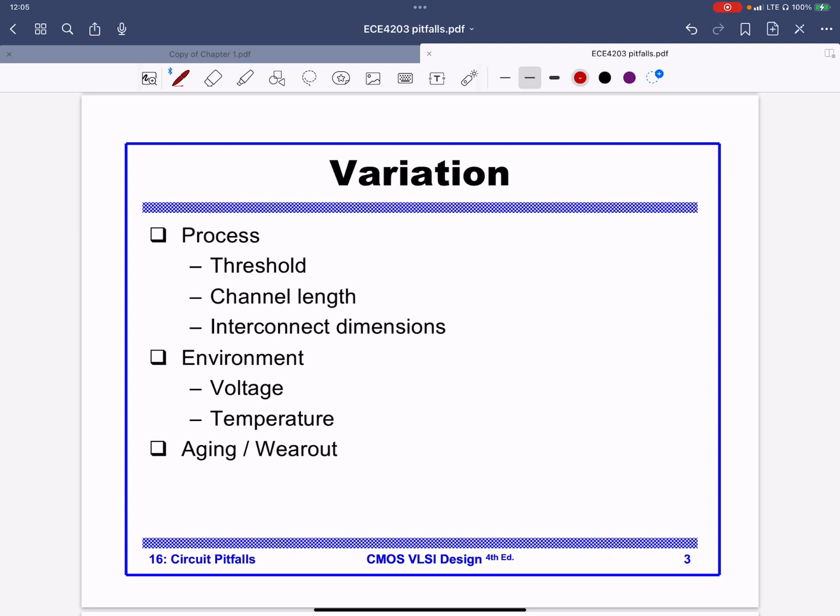When you manufacture anything, whether it's semiconductor circuits or screws or boards or engine parts or car doors, etc., there's some level of variation in production, especially when you're talking about potentially millions and millions of parts that you're making. So some of the main variations during the process are the threshold voltage of the NMOS and PMOS, V sub T's.